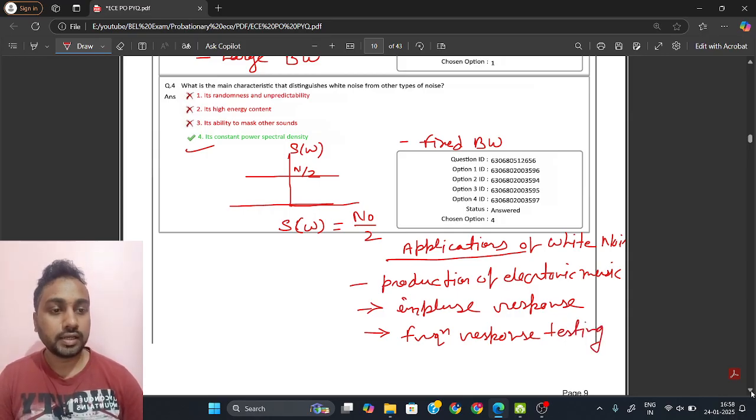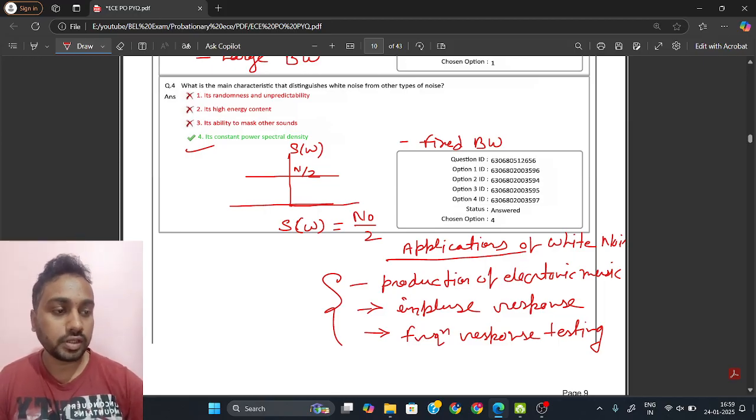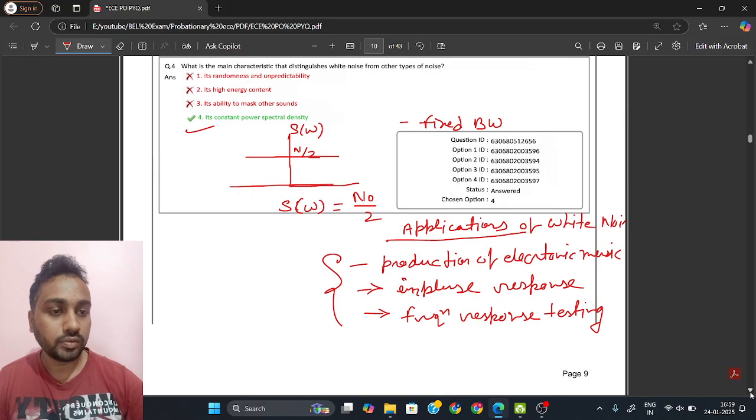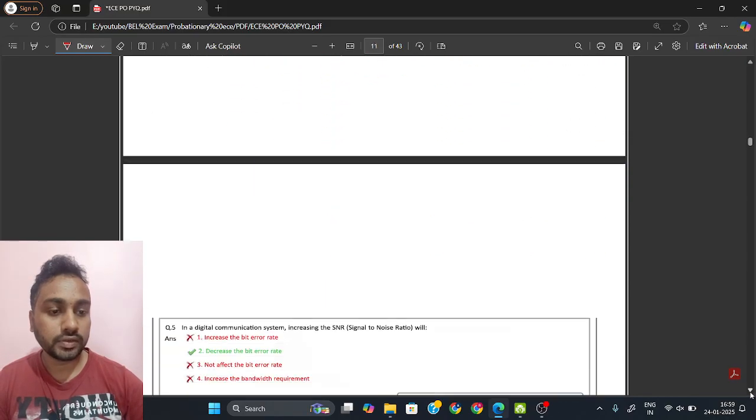If they ask a question like this, about frequency response testing, how will they make the question? They will give the following: which are the following applications of white noise, and they will give any of these points. You have to tick mark that one. Okay, so this is about your white noise power spectral density.